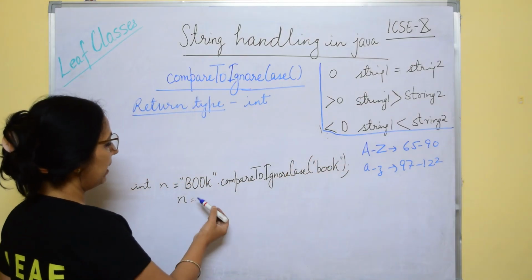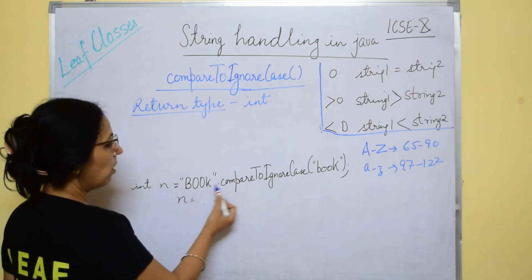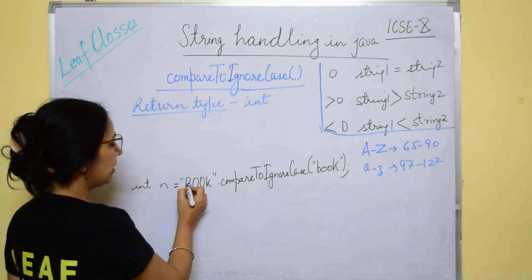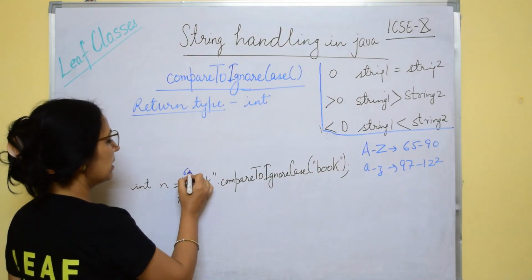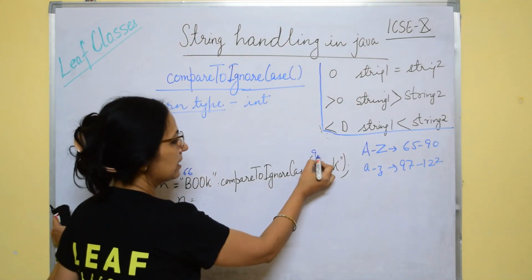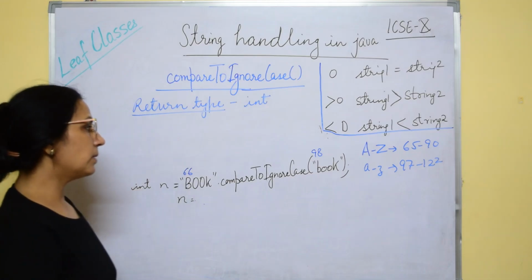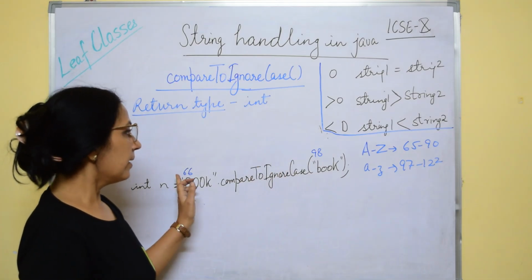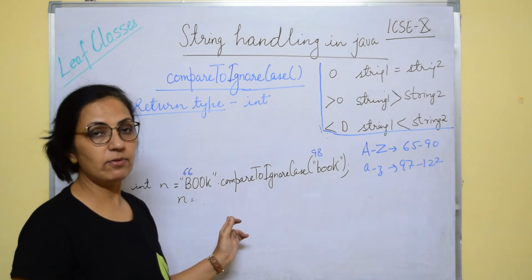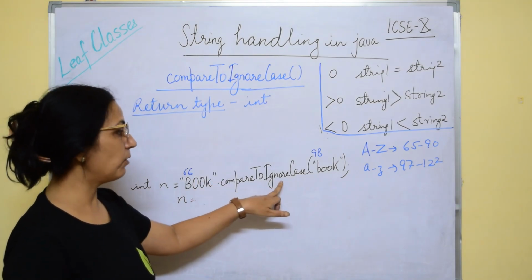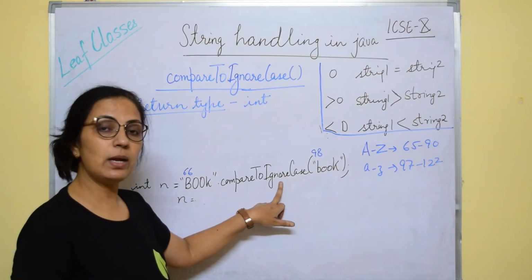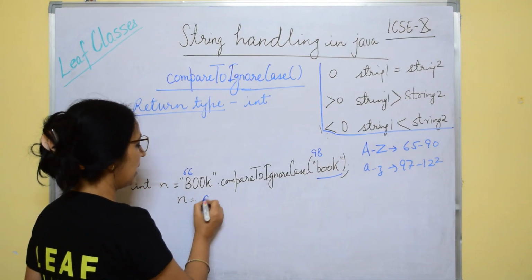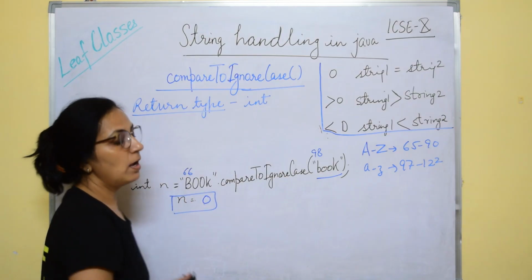Let's take an example. If the two strings are Book and book, one written with a capital and one in small, the capital B ASCII value is 66 and here it is 98. If we do this with compareTo only, without ignore case, then the difference will be there and the answer will not be 0. But here, since we have used the function compareToIgnoreCase, it will ignore the case and the answer will be 0. Okay.